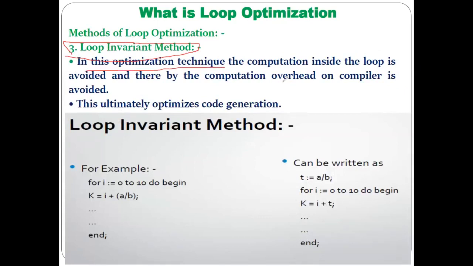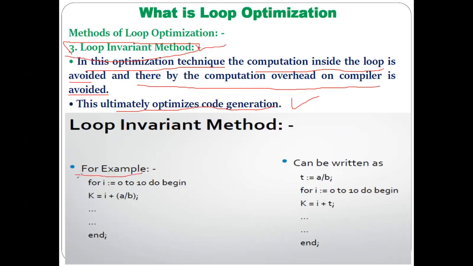In this optimization technique, the computation inside the loop is avoided, and thereby the computation overhead on the compiler is avoided. This ultimately optimizes the code generation. So what is happening in this technique? Some particular processing which is happening inside the loop, if it is possible to do that processing outside the loop, then such a technique is referred to as loop invariant code. Okay, let's see an example.